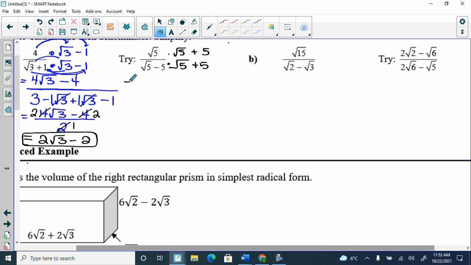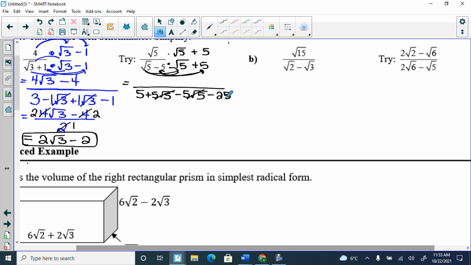So when we multiply the denominator, we get root 5 times root 5, which is 5. And hopefully our outside and inside terms that we multiply will go away. If not, you messed up. Okay? Root 5 times 5 is 5 root 5. Root 5 times negative 5 is negative 5 root 5. And after this spot, I should be able to do this immediately. If I can't, something went wrong. Okay? And then negative 5 times 5 is negative 25.